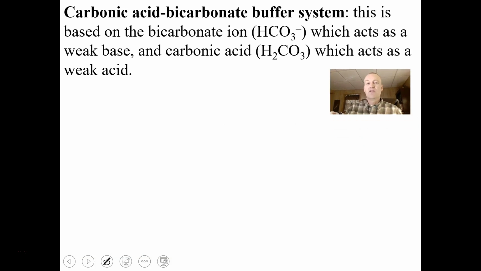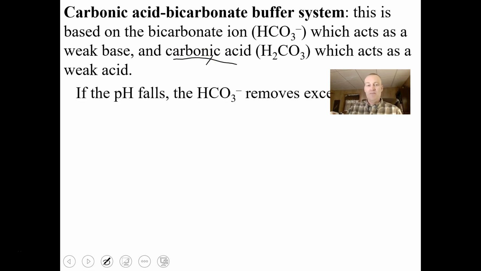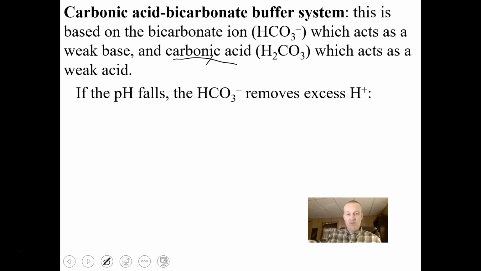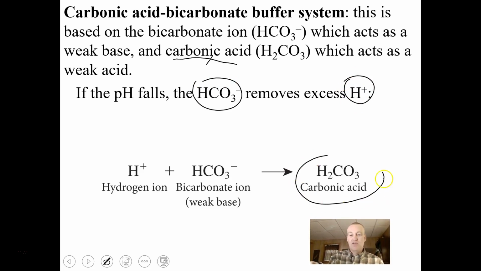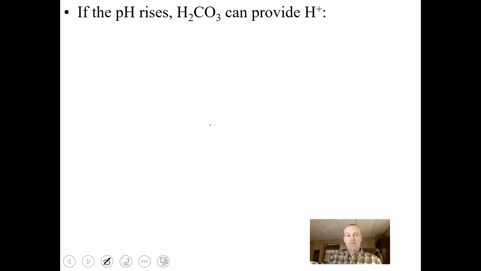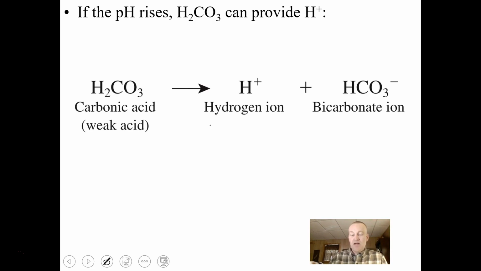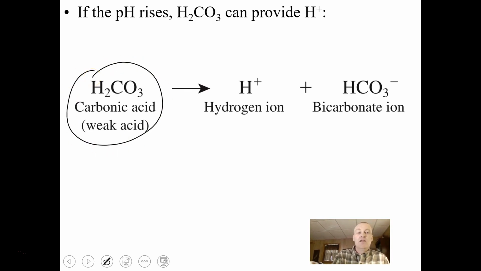All right, so let's look at the carbonic acid bicarbonate buffering system in a little bit more detail. This particular system is really based on the bicarbonate ion, which acts as a weak base, and it focuses on carbonic acid, which acts as a weak acid. If pH falls, that means we're becoming more acidic, and bicarbonate will remove hydrogen ions to form carbonic acid, a weak acid. So if we take a stronger acid, we can make it into a weaker acid if the pH is falling using bicarbonate. If the pH rises, on the other hand, we can take carbonic acid and provide hydrogen ions. You can see here the carbonic acid is releasing hydrogen ions and thus buffering pH rises.